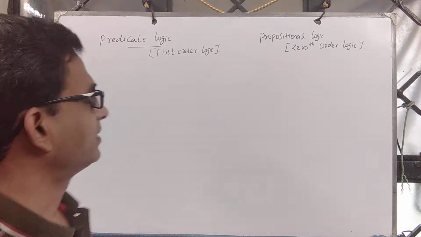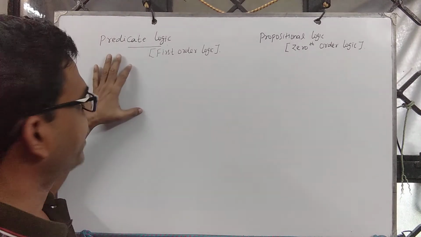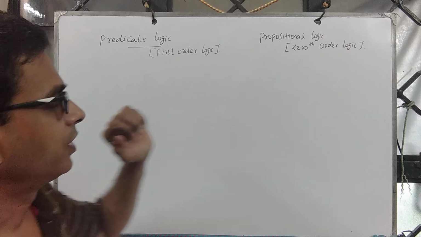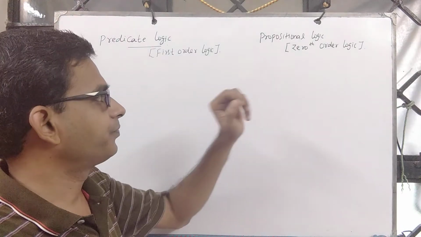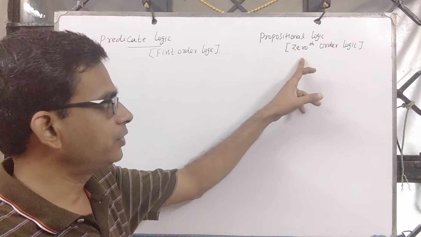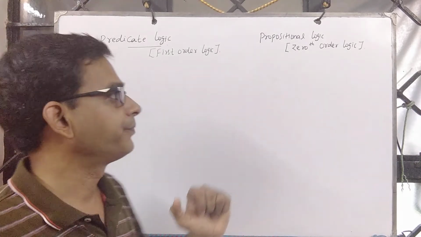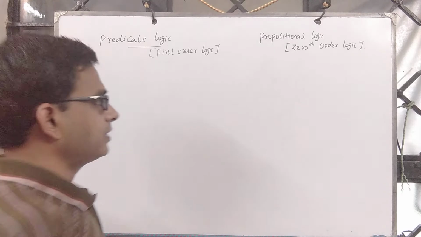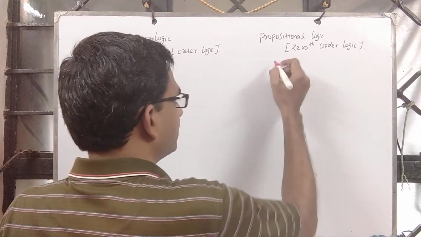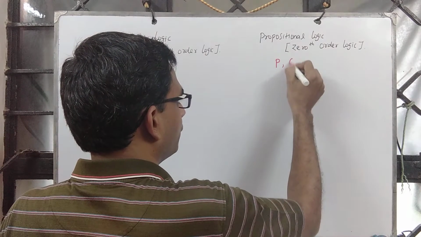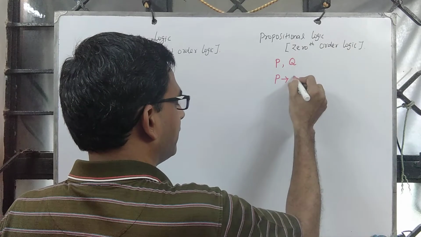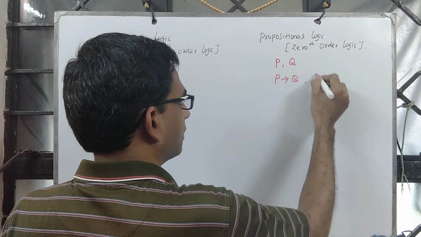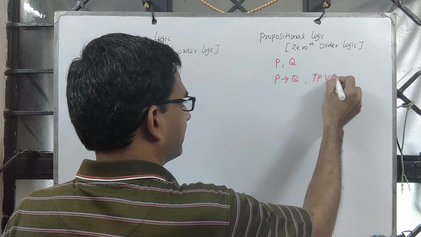The topic for discussion next is predicate logic. What we have discussed so far is propositional logic. It is also known as zeroth order logic. With this, we look at propositions like P, Q, and then expressions involving P, Q, something like this, or something like this.